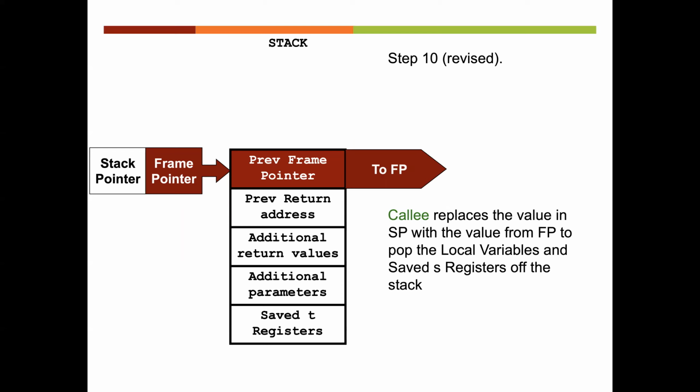This in turn results in us popping our local variables and our saved registers from the stack. And now our stack pointer and frame pointer both point to the previous frame pointer.